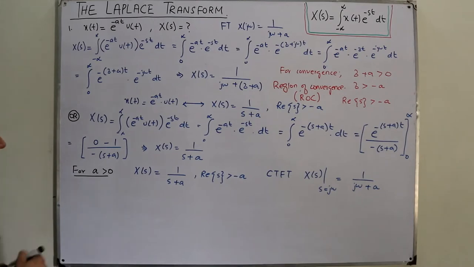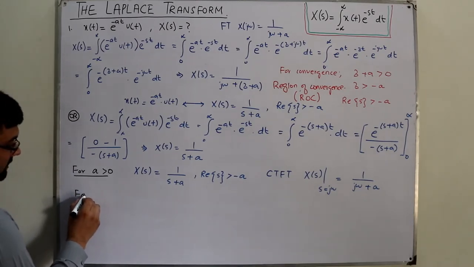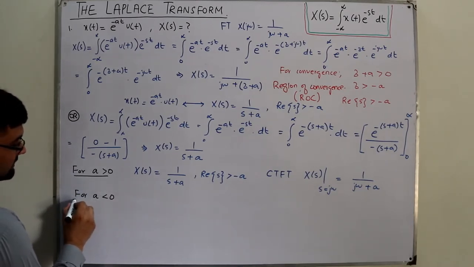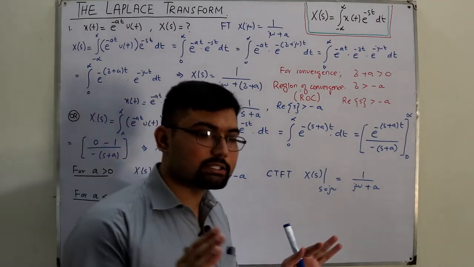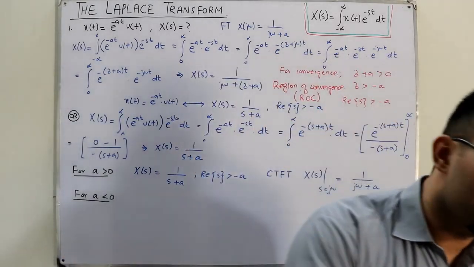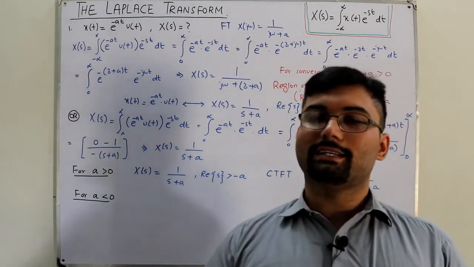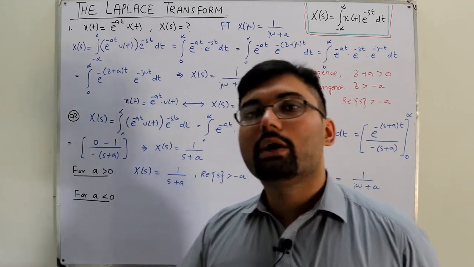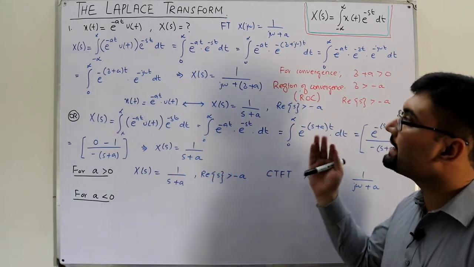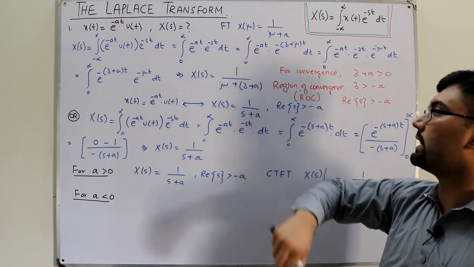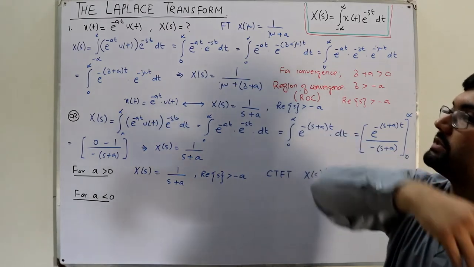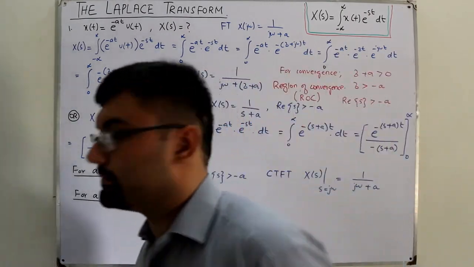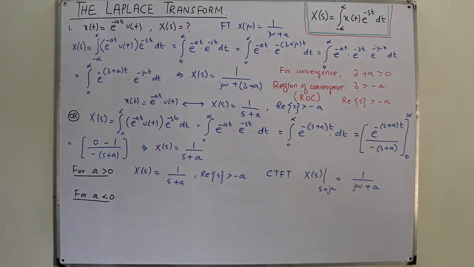Similarly, for a less than 0. Now, we know very well that the continuous time Fourier transform does not exist. Why? Because it does not converge. Why? Because this is not absolutely integrable in that case. If your a is negative, then negative negative would be positive, and exponential of positive t would approach infinity. So the continuous time Fourier transform will not converge.